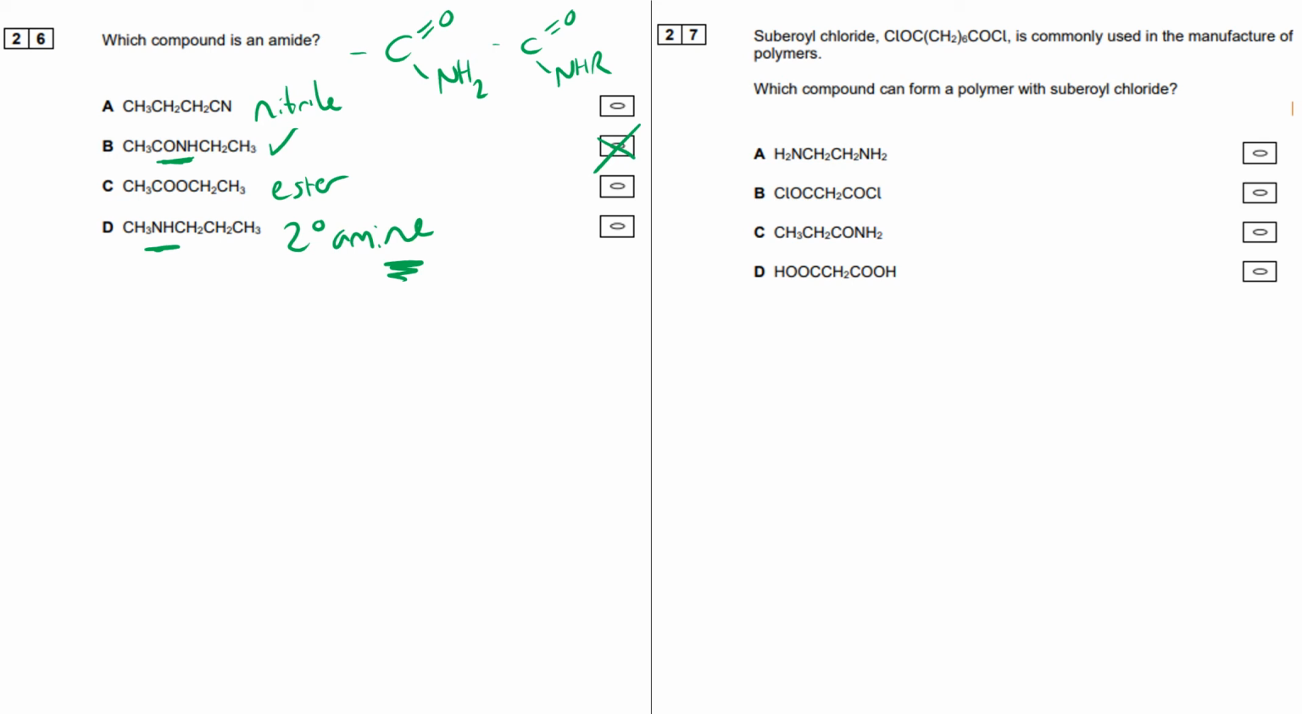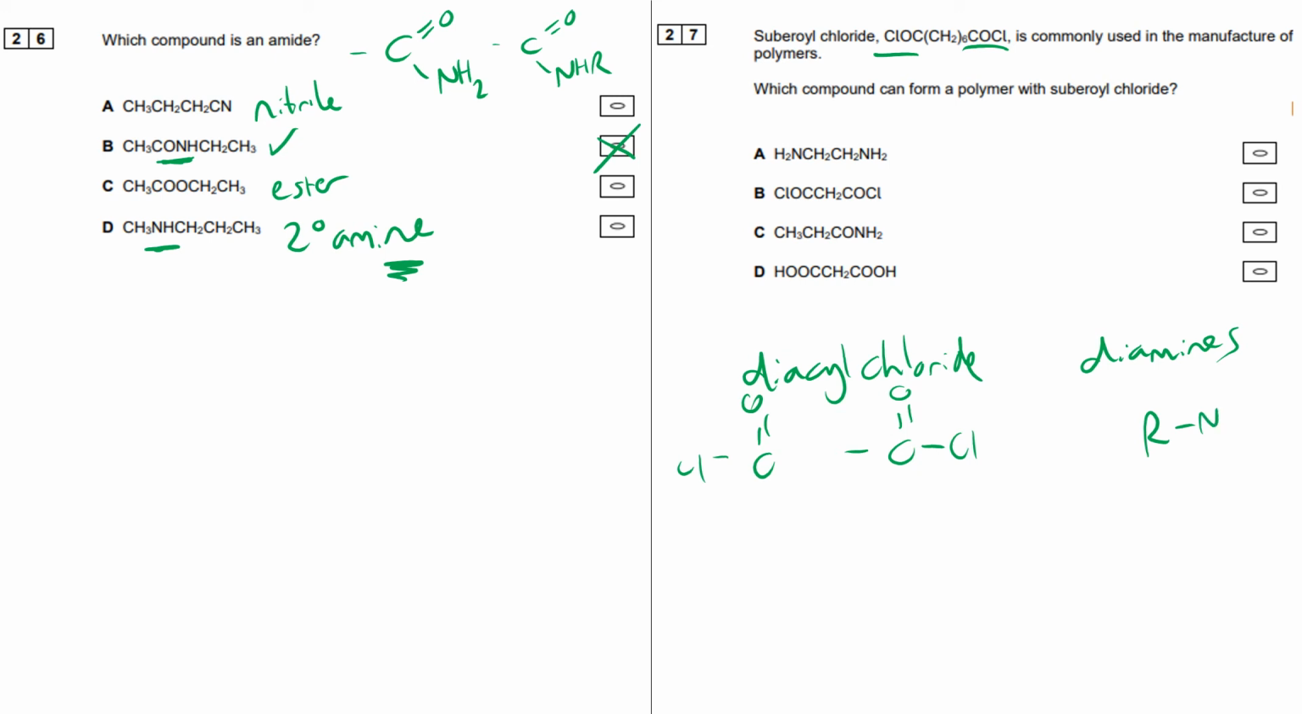Question 27. This compound here is commonly used in the manufacture of polymers. So you've got COCl on both sides. So you have a diacyl chloride. Diacyl chlorides can form polymers by reacting with diamines, so where you've got your NH2 on each side of the compound, or diols, where you've got hydroxy or OH groups on each side of the carbon chain or the R group.